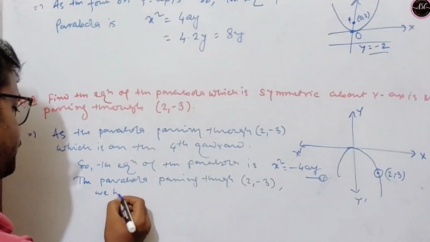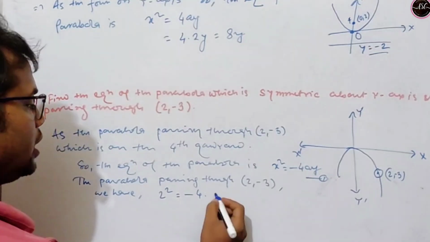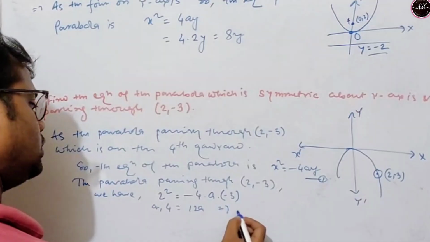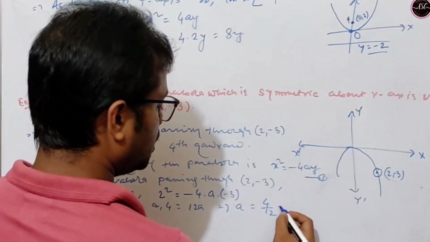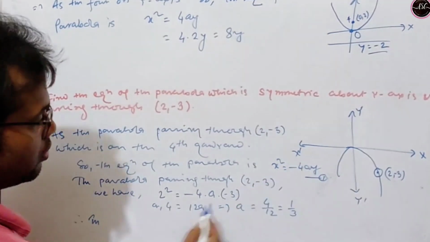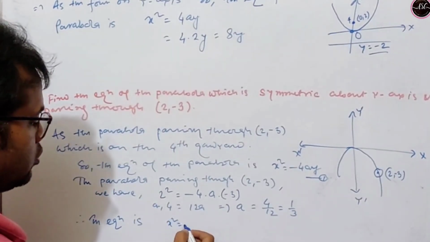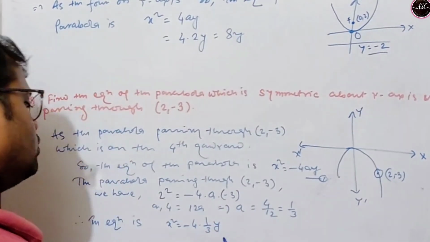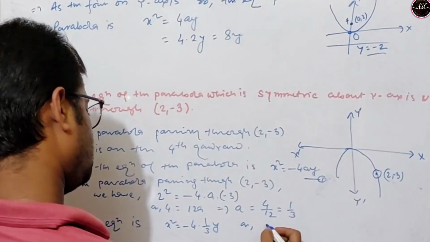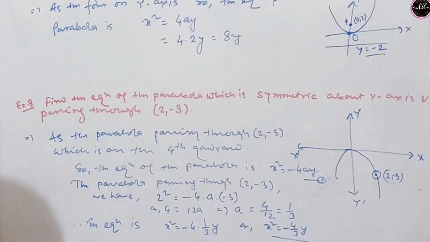So we have, just put here 2 in place of x: 2 square is equal to -4 dot a dot -3, or 4 equal to 12a, therefore a equal to 4 by 12, that means 1 by 3. Now just put the value of a in equation 1. The equation is x square is equal to -4 dot 1 by 3 y, that means x square equal to -4 by 3 y, that is the required equation.